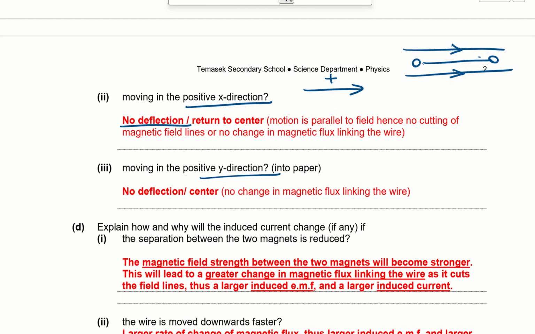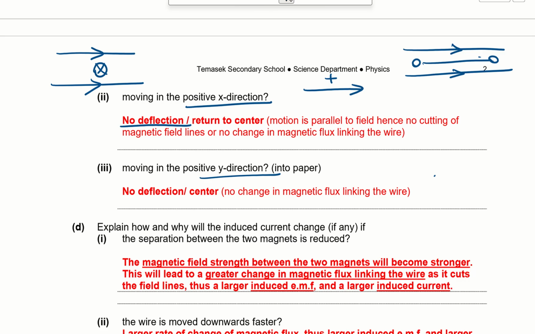Moving in a positive y direction, into the paper. Again, this is the external magnetic field. So now if I get the wire to shift in and out, into the paper.